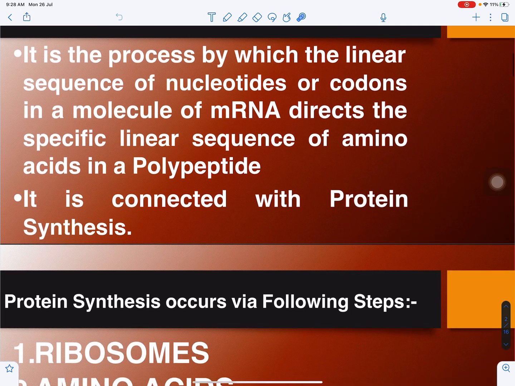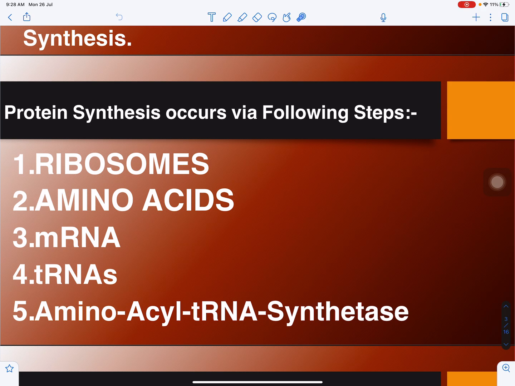For the whole process of translation, what is the requirement? Ribosomes are required, amino acids are required, messenger RNA which carries the messages from DNA, transfer RNA which helps in transfer of the amino acids, and an enzyme, aminoacyl transfer RNA synthetase, which helps in binding amino acid to the transfer RNAs. So these are the requirements for protein synthesis. One by one we'll discuss all the requirements.